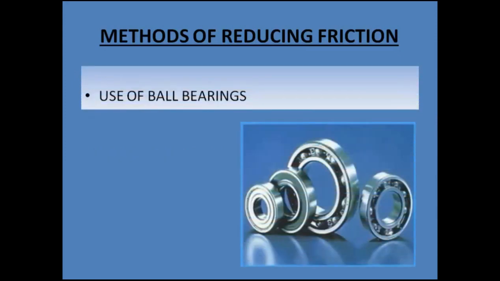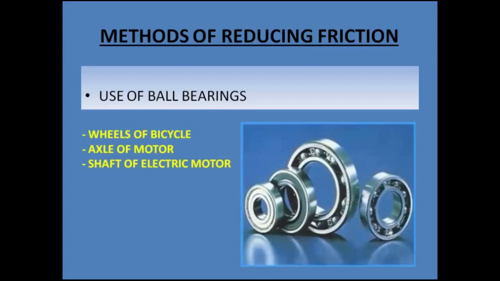Next is use of ball bearings. In order to reduce the friction between the parts of a machine, ball bearings are often used. Here, hard steel balls are introduced between the moving parts. This reduces the friction considerably. The free wheels of a bicycle, the axle of motor cars, and the shaft of electric motors are examples of places where ball bearings are often used. These ball bearings reduce the friction and make the various parts of machinery move very freely.